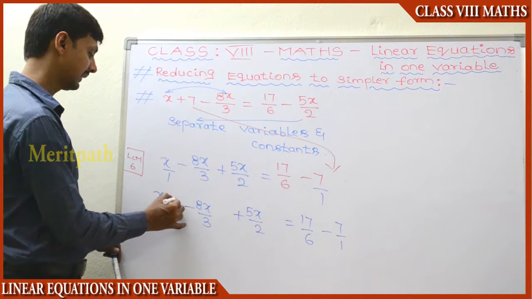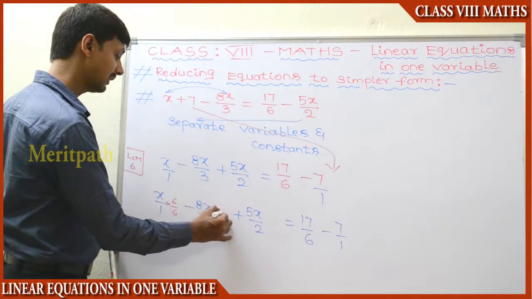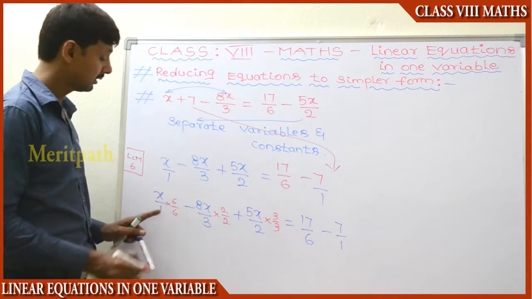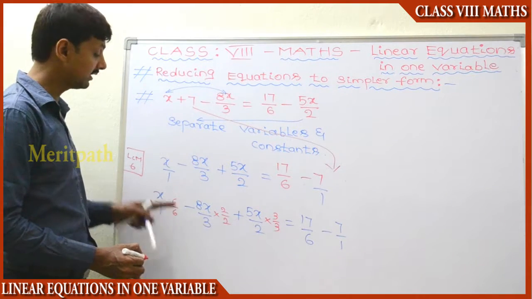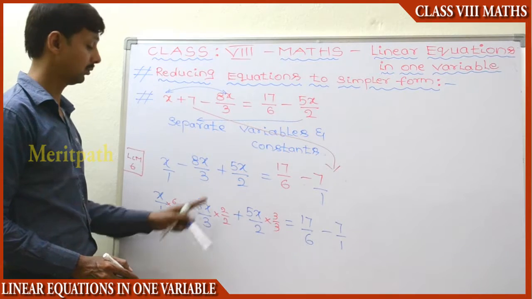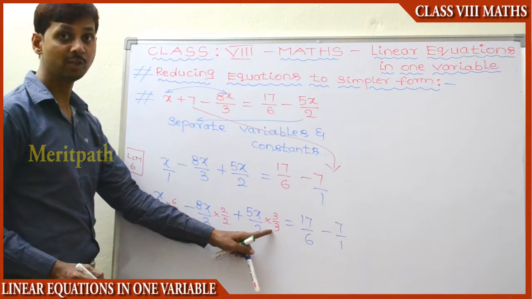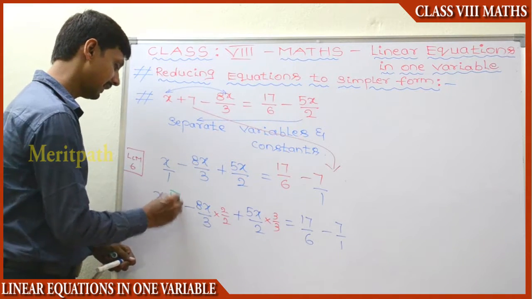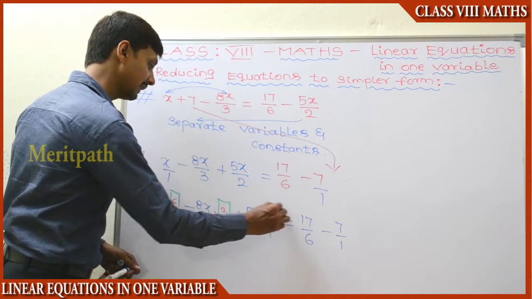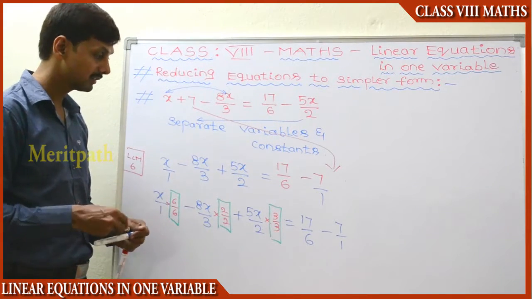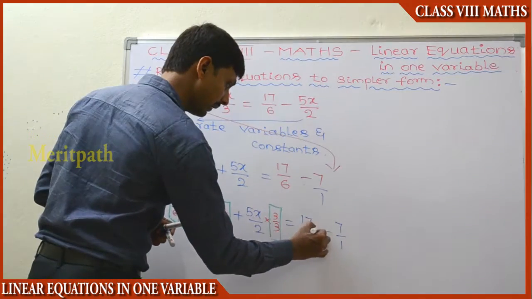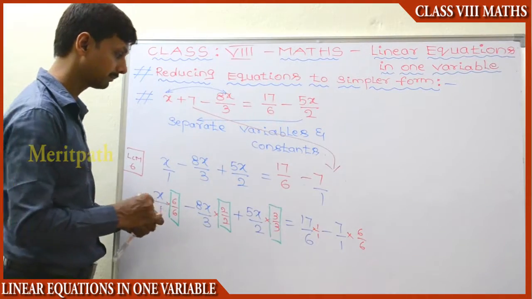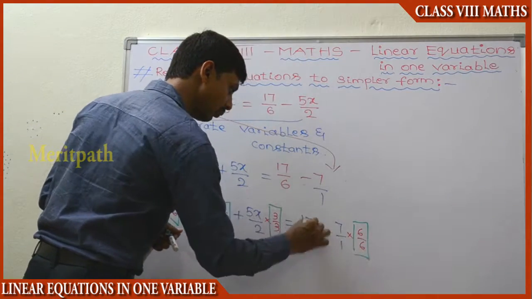So here for 1 we multiply by 6 by 6, for 3 we take 2 by 2, and for 2 we take 3 by 3, because we need to get 6 here. So we need to multiply the numerator and denominator to get 6. So 2 by 2 we have taken, we need to get 6, so 3 by 3 we have taken here. So these are the numbers we have taken: 6 by 6, 2 by 2, and 3 by 3 to get the LCM of 6. So here also 1 by 1 and 6 by 6, so we'll get the LCM of 6 there.